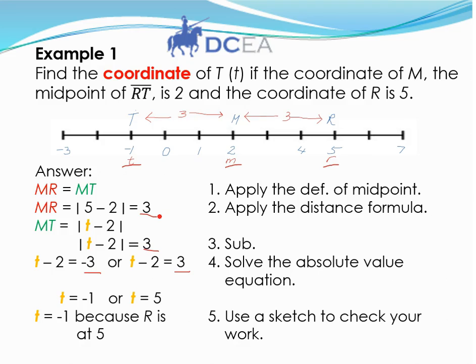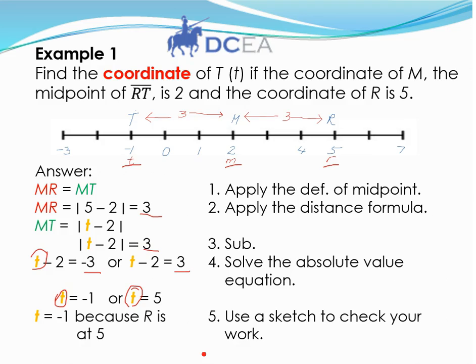We can go ahead and continue to solve here. We've solved that t equals -1 or t equals 5, right here, by continuing to use algebra to solve. And our answer is actually t equals -1, even though you had 2 answers here. We already know that the coordinate r was 5.